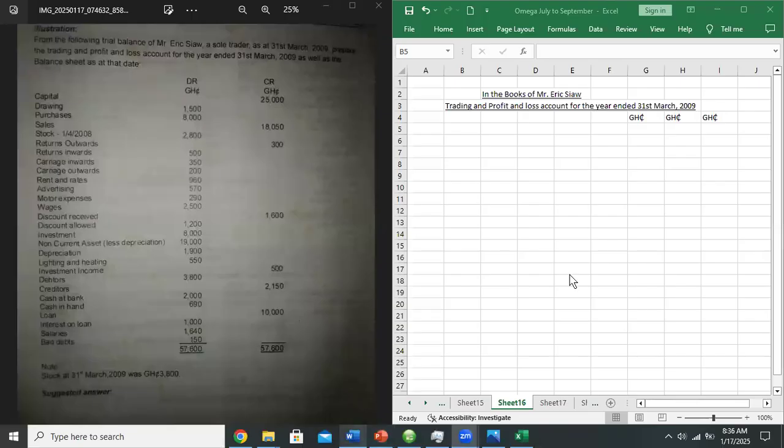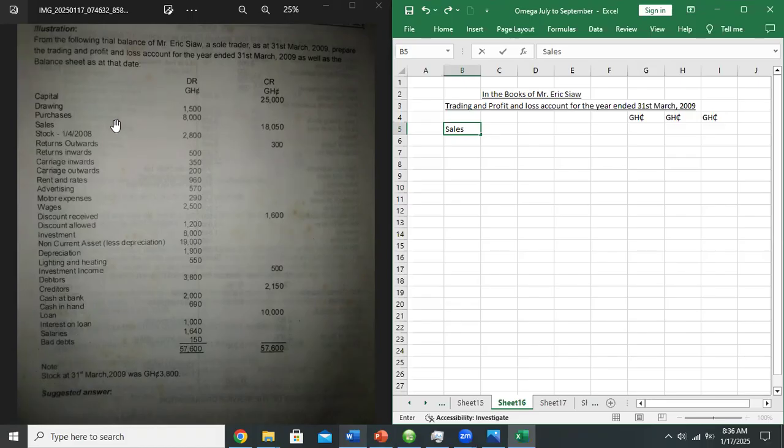So, professors, we have this question from the books of Mr. Eric Xiao, and we are required to do the trading and profit and loss account. So, shall we begin? And as we all know, we begin with our sales figure. Okay, so we go to the question, the trial balance, as we have already gone through.